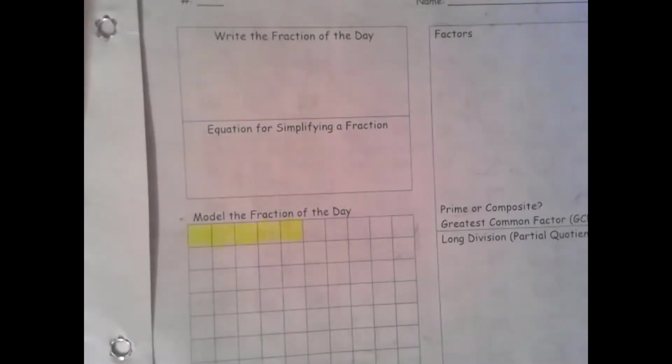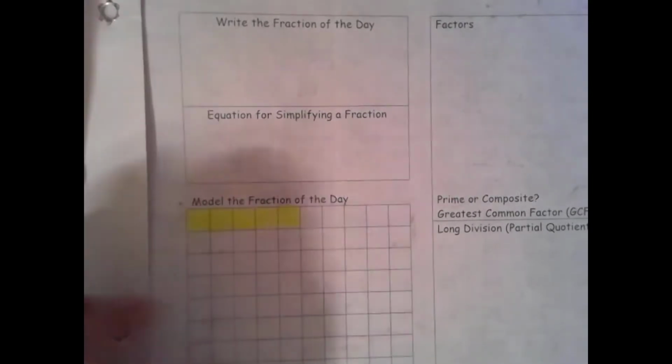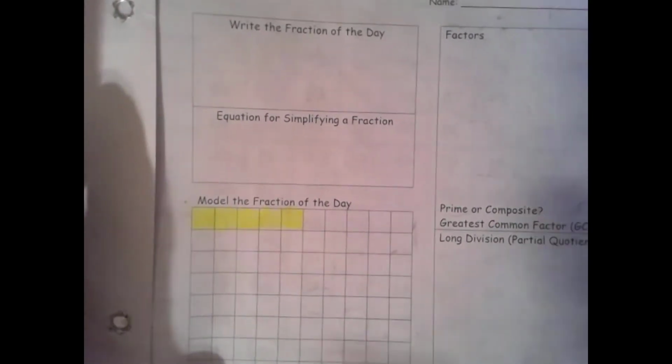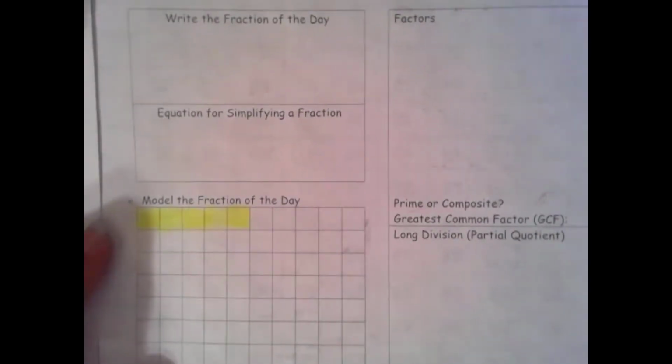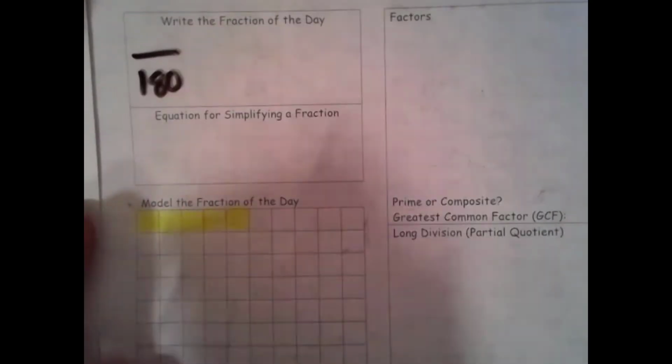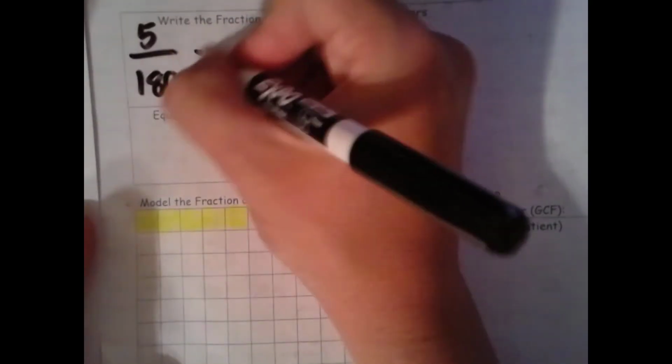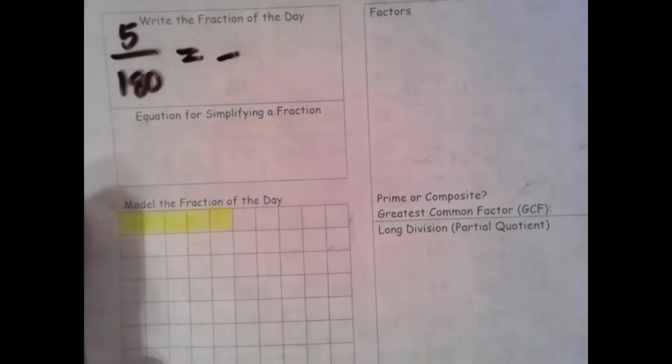All right. So we're going to start with our beginning fraction. And our beginning fraction is, our denominator is 180. And it's that because that's how many school days we have. And we are currently on day 5. Okay, and now we're going to look at our factors for our numerator.